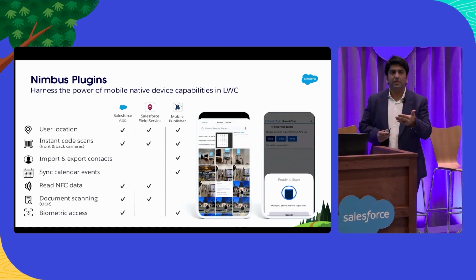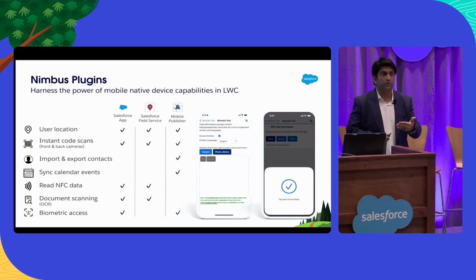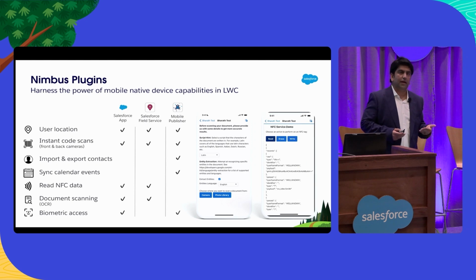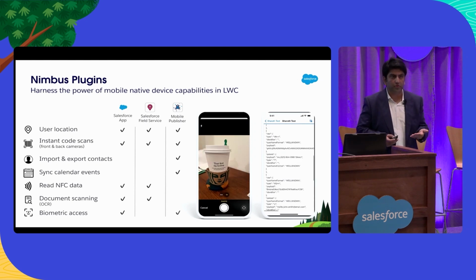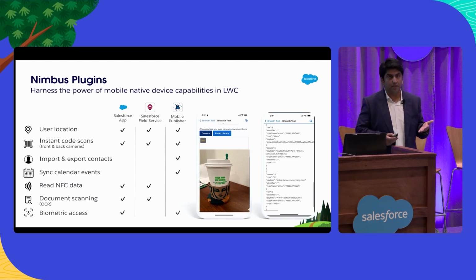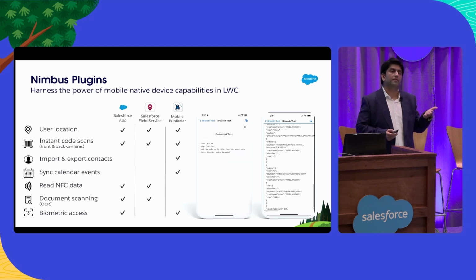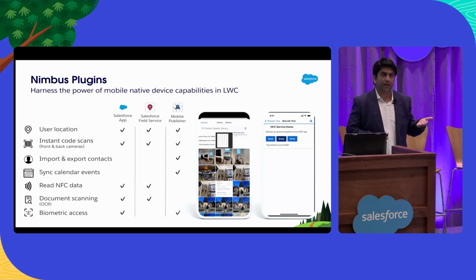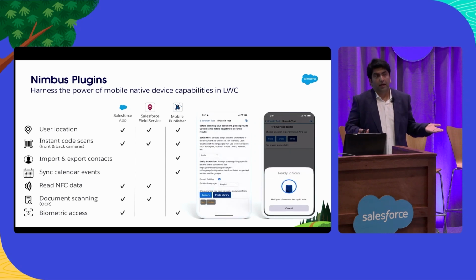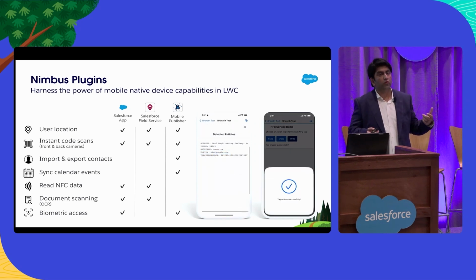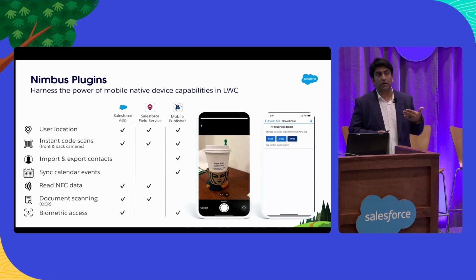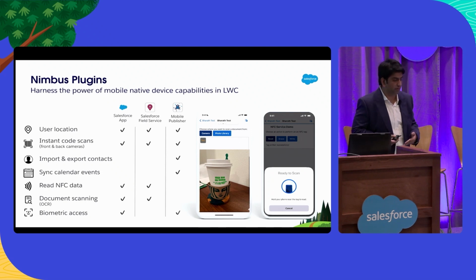We've written this, and it has been in the market for a few years now, but we constantly evolve it. Today, the Salesforce app, Field Service, and the Mobile Publisher apps have a lot of plugins coming out of the box, starting with location and instant code scans, so barcode scanning. Imagine a scenario: you're at Dreamforce, and you want to scan a barcode and create a contact. That's possible today if you have this embedded in your LWCs.